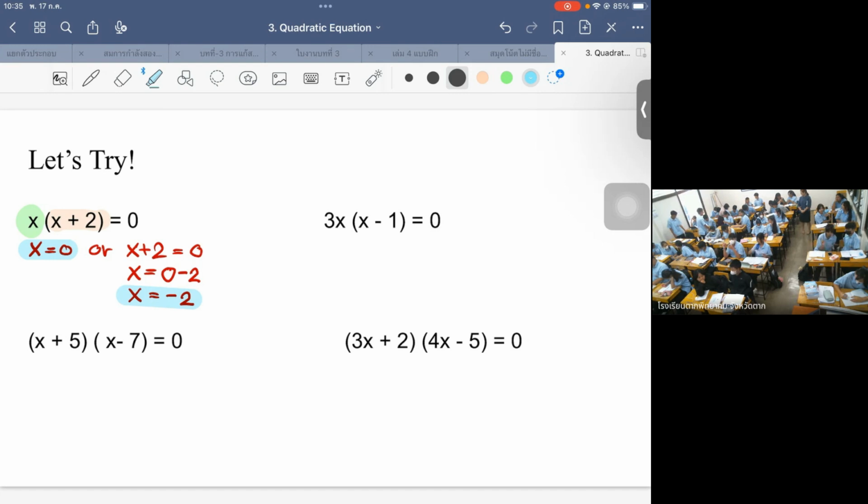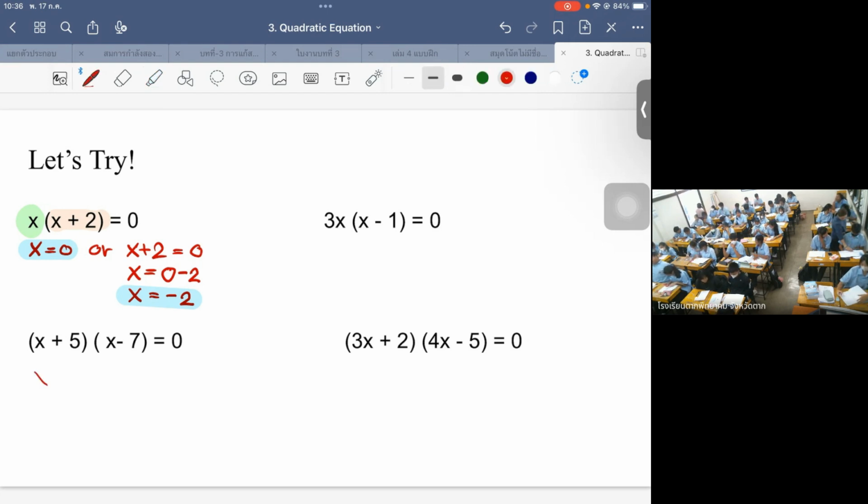Finish, guys. Finish. Now, let's answer. So, let us begin into number 2. X plus 5 multiplied by X minus 7 is equal to 0. So, again, we need to separate them by quadratic equation.